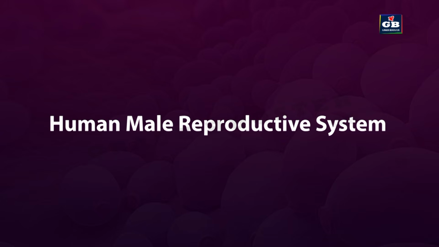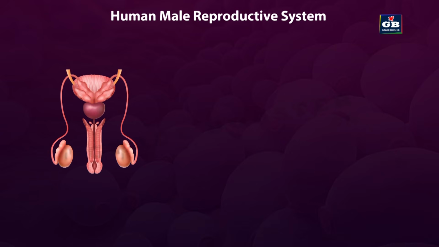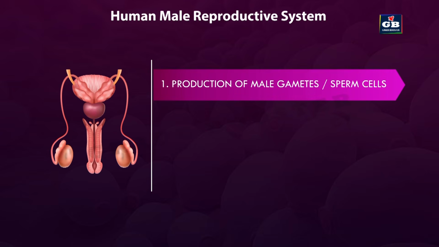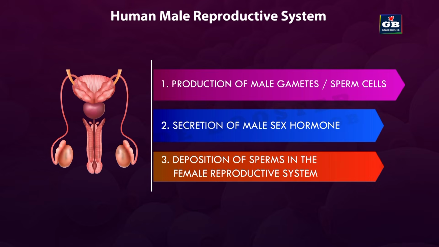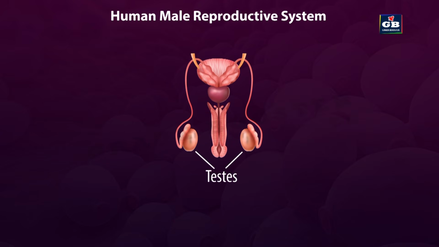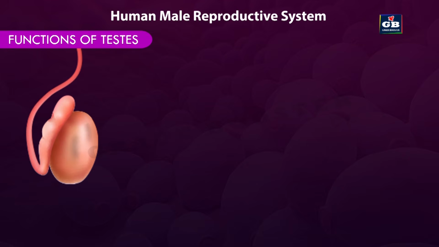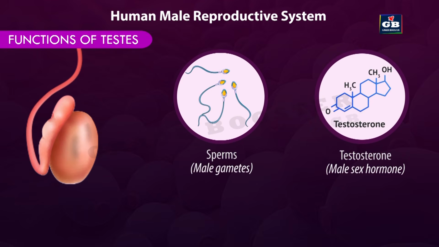Human male reproductive system. The human male reproductive system performs three important functions. 1. Production of male gametes or sperm cells. 2. Secretion of the male sex hormone, that is testosterone. 3. Deposition of gametes in the female reproductive system. There is a pair of testes present in the male reproductive system. The production of male gametes and secretion of the male sex hormone is done by the testes.